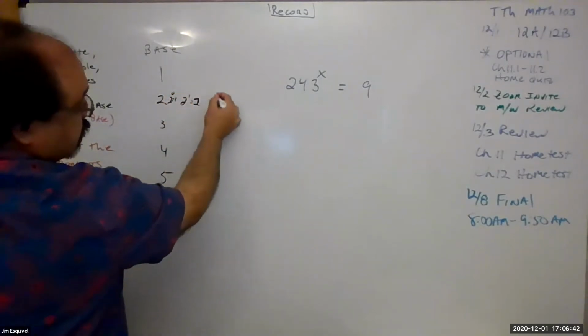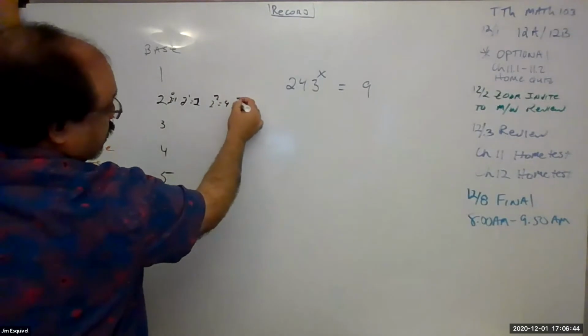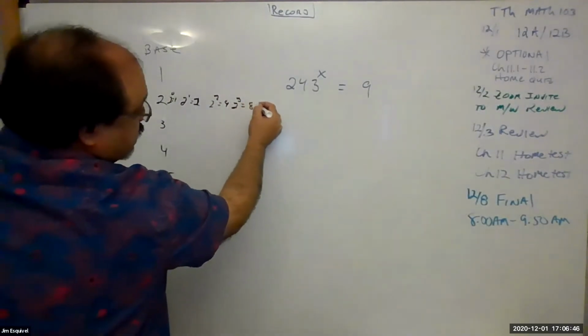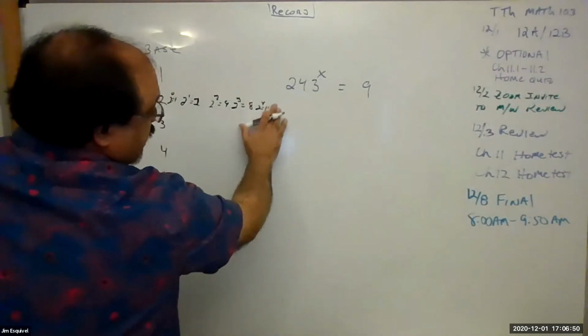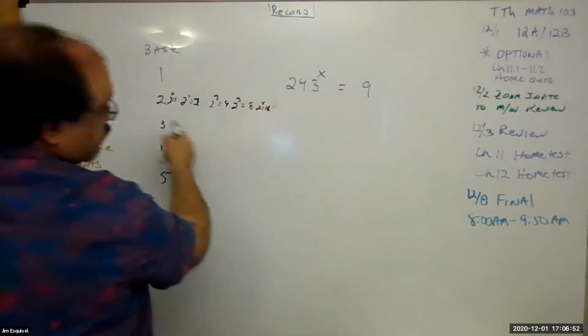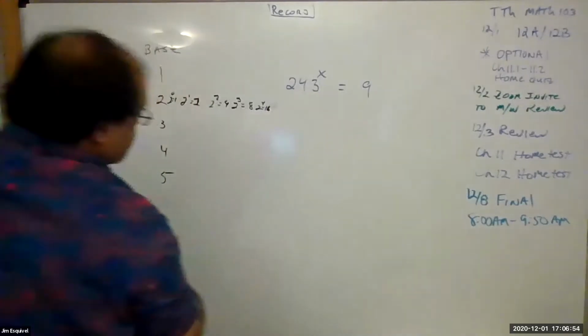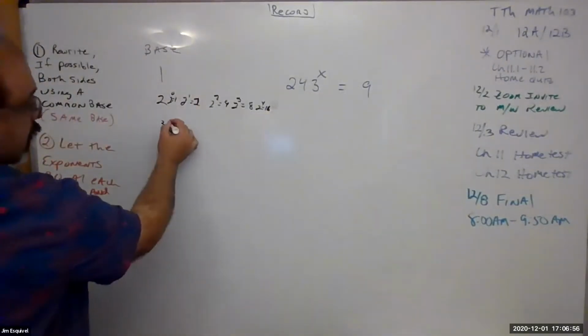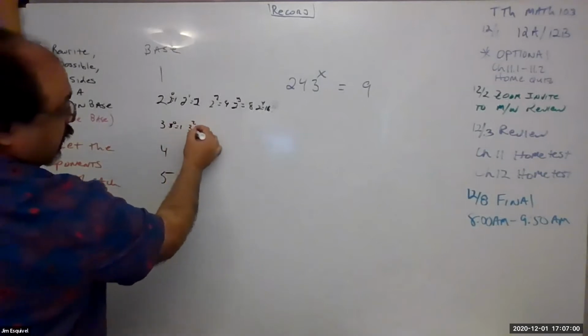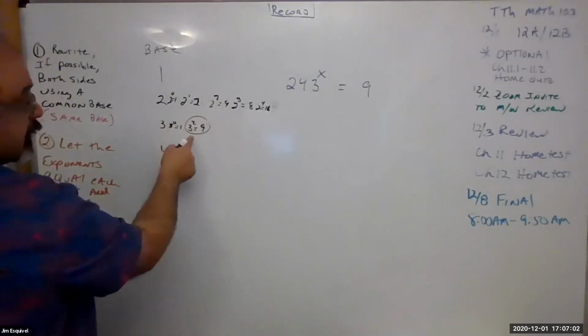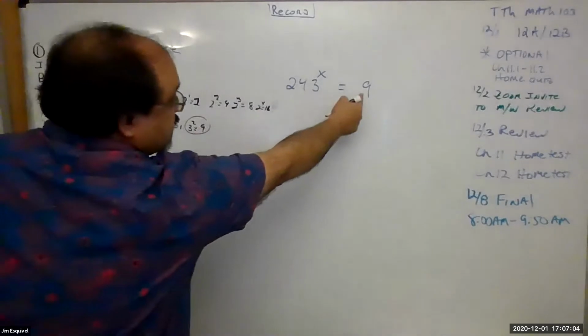2 to the first was a 2. 2 squared was a 4. 2 to the third was an 8. 2 to the fourth was a 16. Well, there is no 9 on that list. 2 is not going to give me a 9. 3 to the 0 is a 1. 3 squared, oh, 3 squared is a 9.